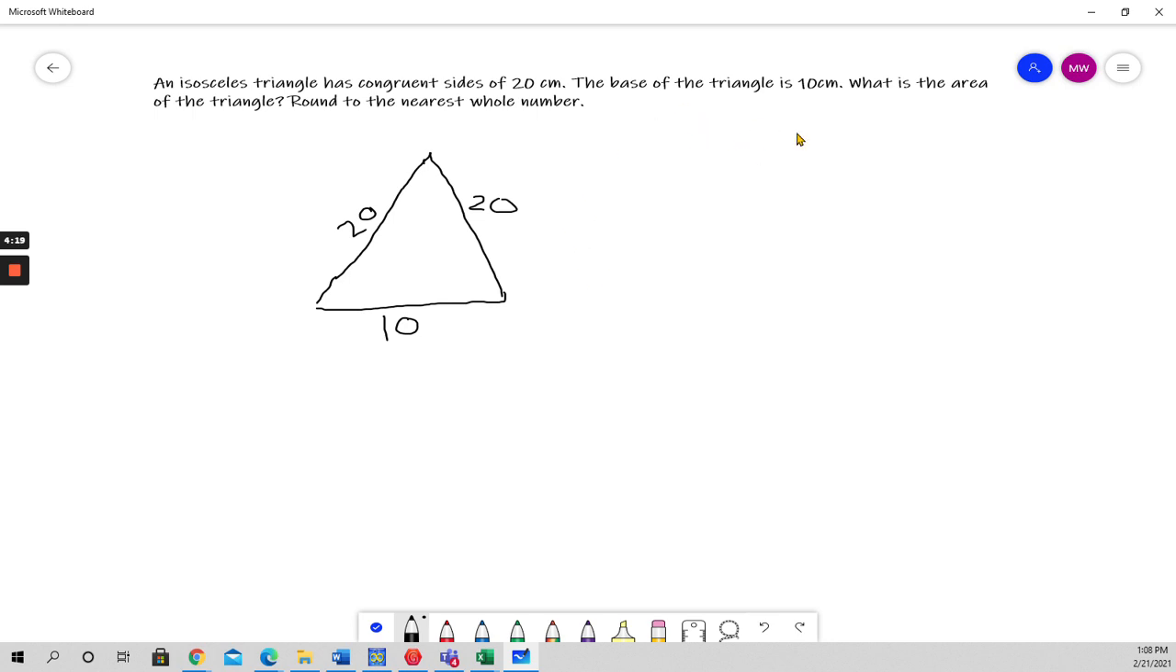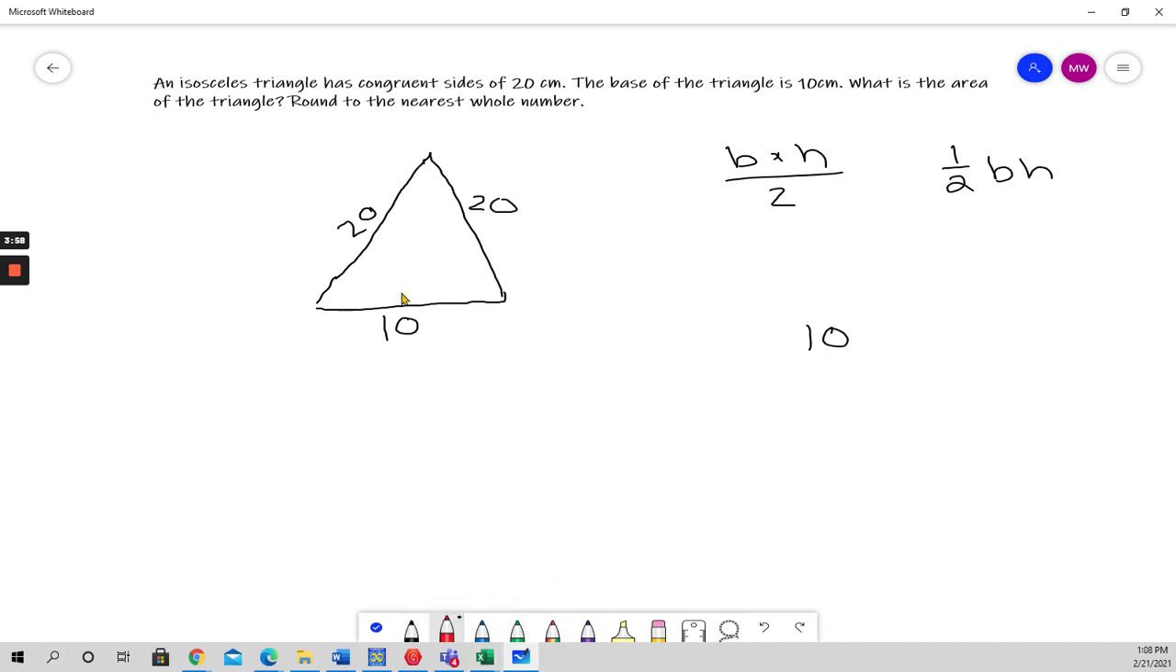So remember, the area of a triangle is base times height divided by 2, or 1/2 base times height. I personally like base times height divided by 2, but that's just me. So how do I find my height? I know my base is 10. I gotta find my height.